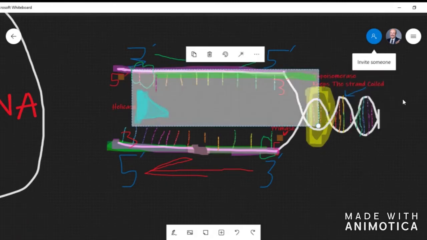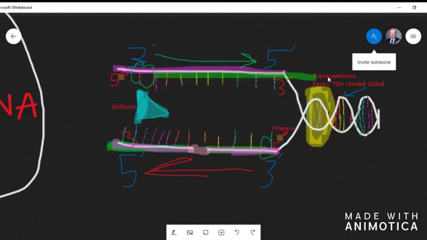While it's doing that, there is an enzyme called topoisomerase, which keeps the strands coiled up, but not too tightly compact, to where they lose genetic information, but coiled up enough. Then you have primase, which is these little squares right here. Primase sets down primer, which is the pink stuff there, I color coded it so you would know.